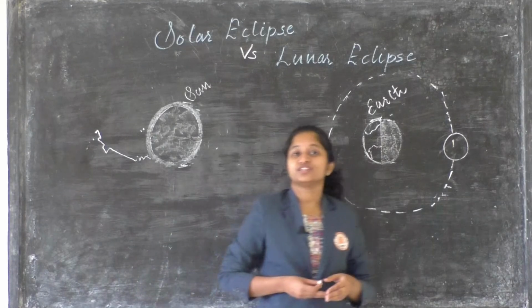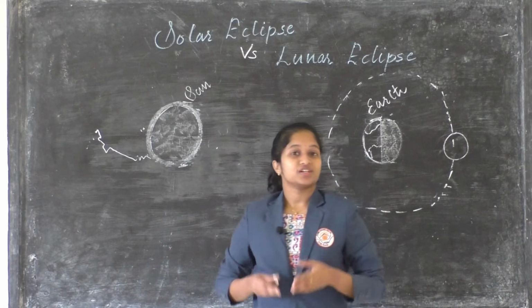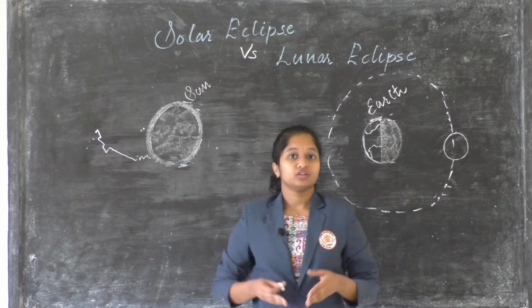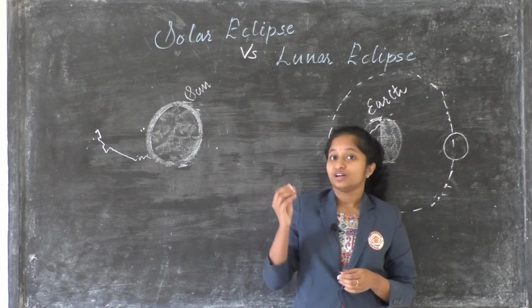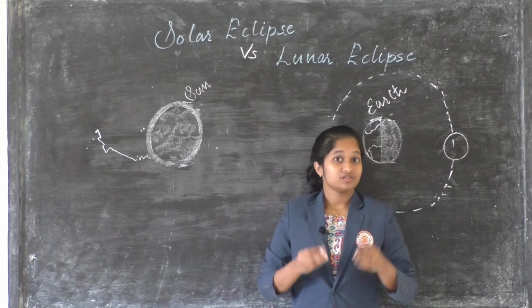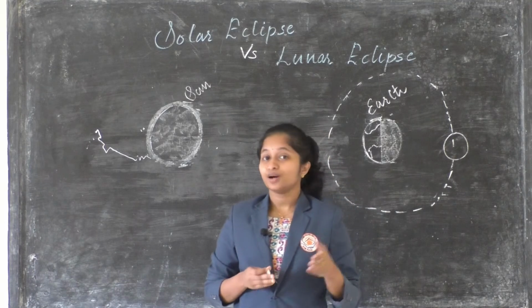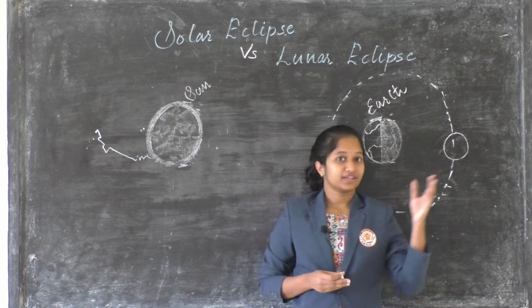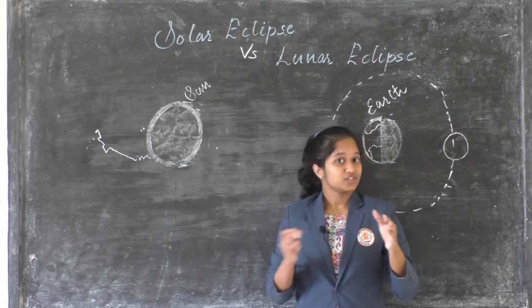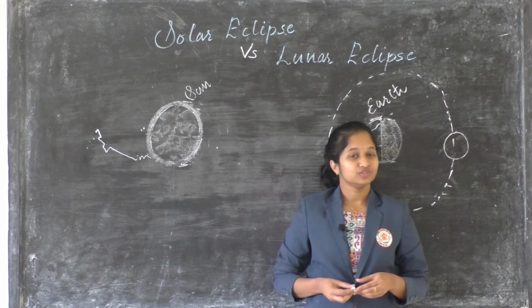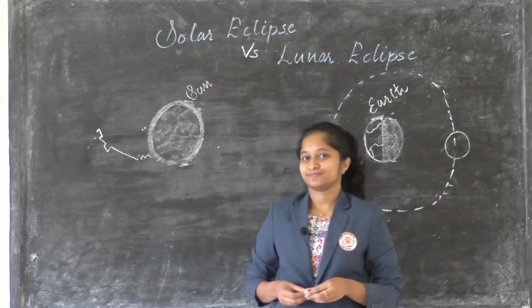And one important thing to be noted is, during solar eclipse, we should not look at the sun with our naked eyes, because the ultraviolet rays may harm your eyes. And in the case of lunar eclipse, there is no problem in looking at the moon with our naked eyes.